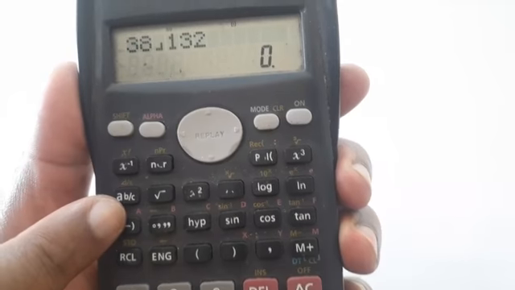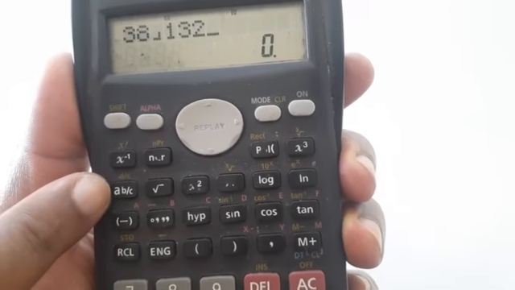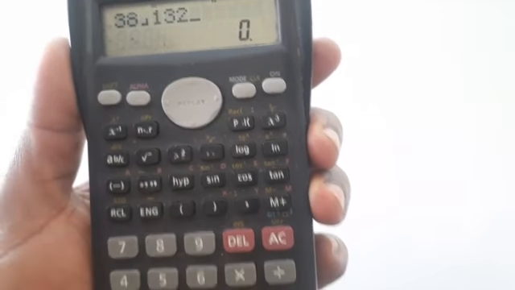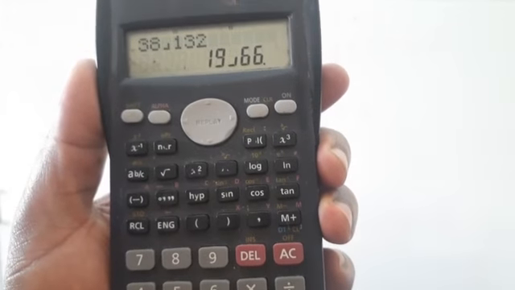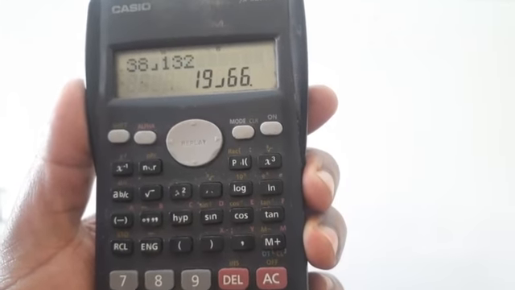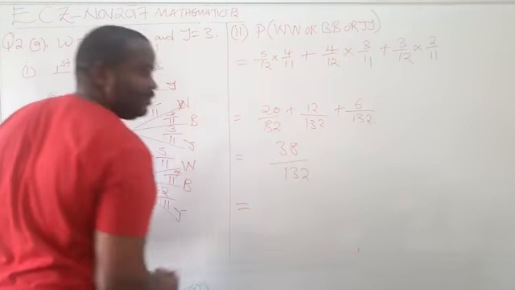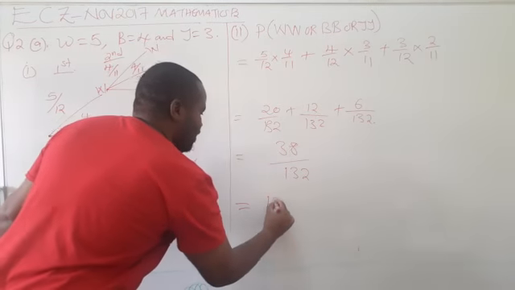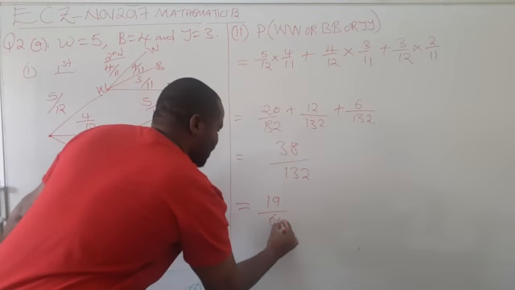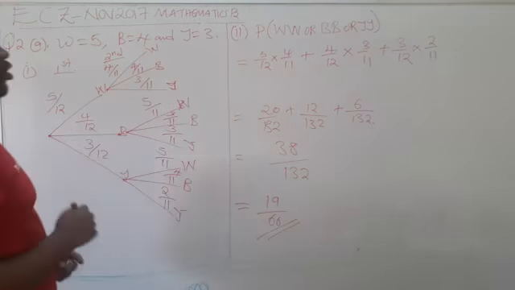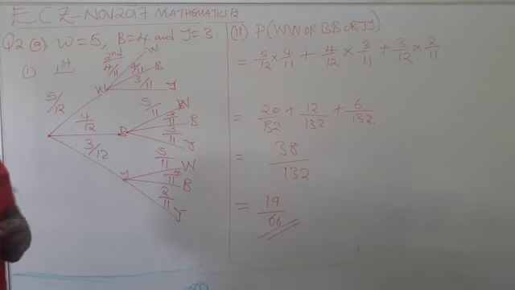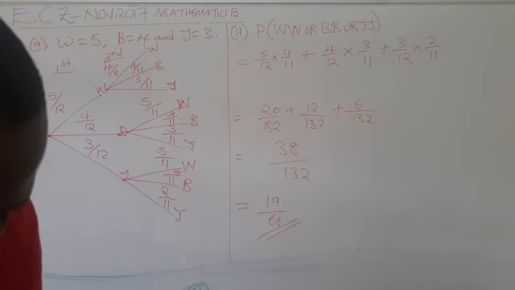Then you come to 132. It's very important, this a b/c key. Then you just say equals. Have you seen the answer? That is 19 over 66. That is your answer. It makes your job easy. You don't need to sweat. So, I think we are done with the A.